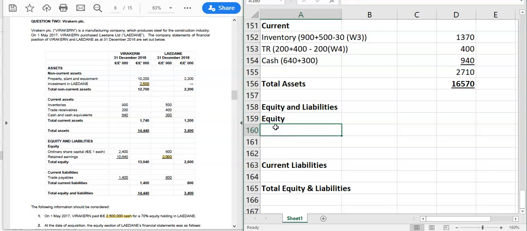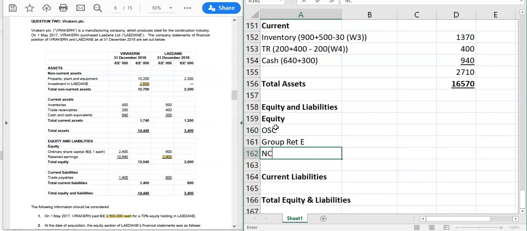In terms of equity, we have ordinary share capital and you have group retained earnings. Right? The other new one that you won't have there, that you need to remember to put in, of course, in the group financial statements, is you have a non-controlling interest. That is always in the equity section as well. Ordinary share capital is only ever the parent, 2,400.